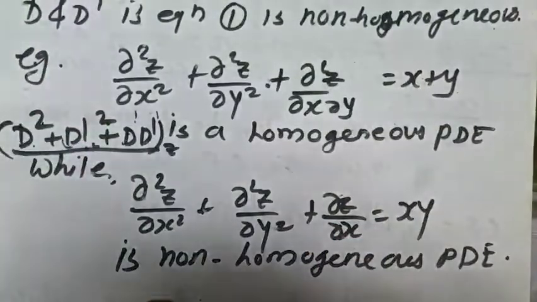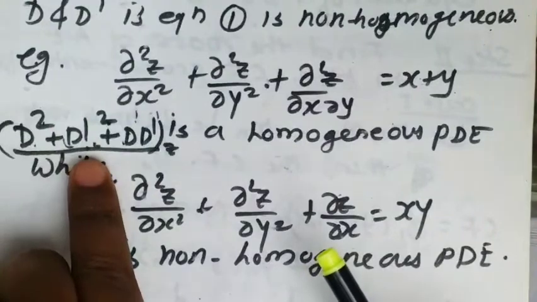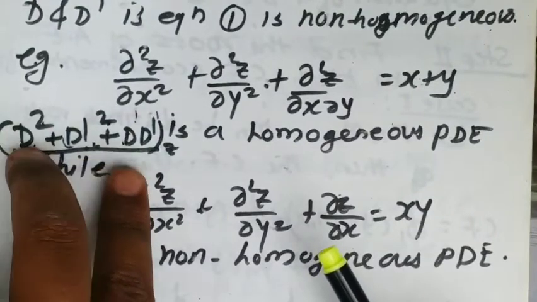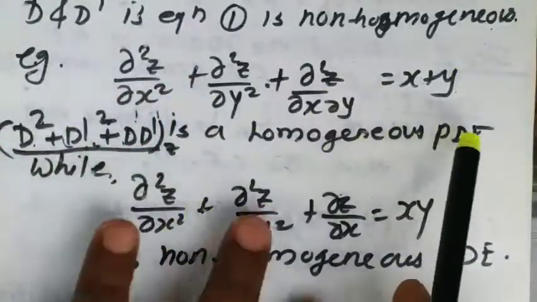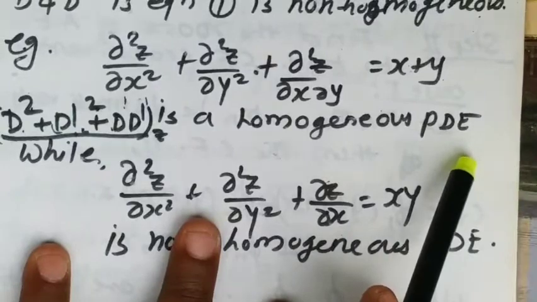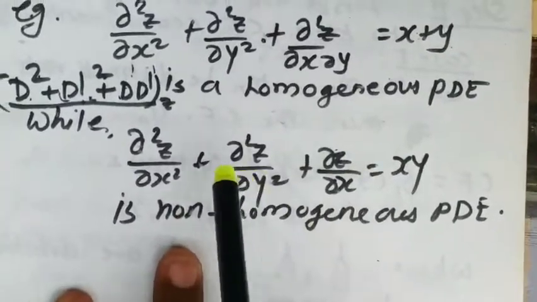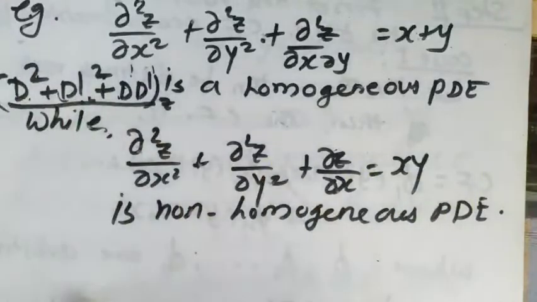So in that way the degree of every term should match, then only it will be homogeneous in D and D'. That is the meaning of homogeneous in D and D'. All the terms must appear in the same degree. Such differential equations can be called homogeneous partial differential equations. And whenever the degrees don't match, if any of the terms has a different degree, then that differential equation becomes non-homogeneous. That is the next example.